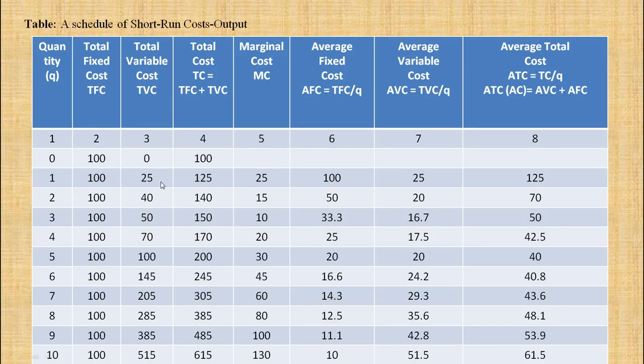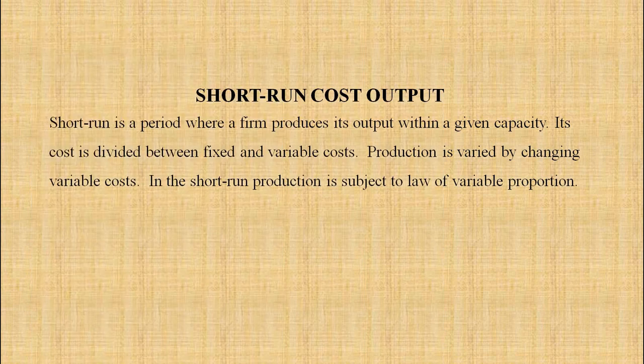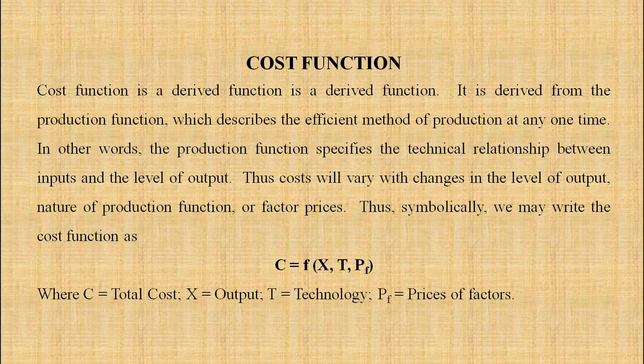See, look at the table. The total variable cost is rising, total cost is rising, marginal cost is declining. This is the explanation that is given. Okay, so here what you have to understand is what are the various types of cost.